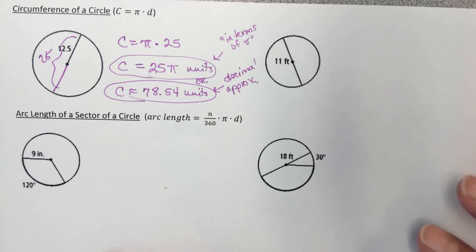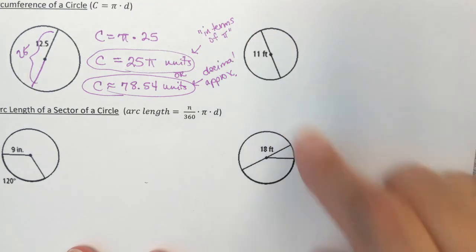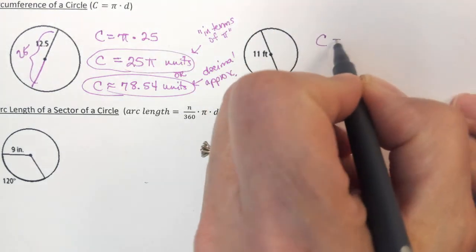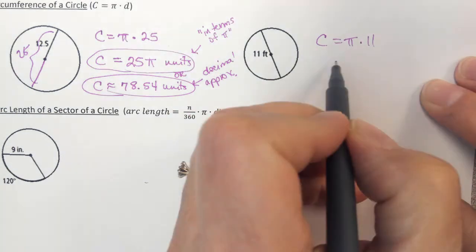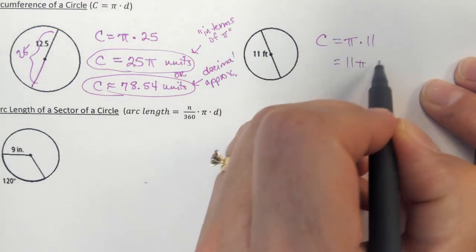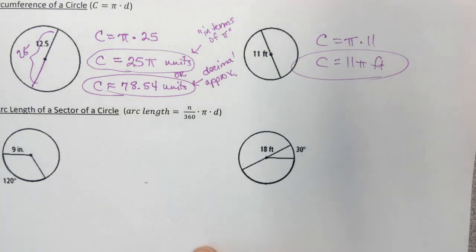Okay, let's do one more. We have another circle with a diameter of 11. So circumference equals pi times the diameter of 11, which is just 11 pi feet. Done. It is that easy. There's no calculation to do at all.